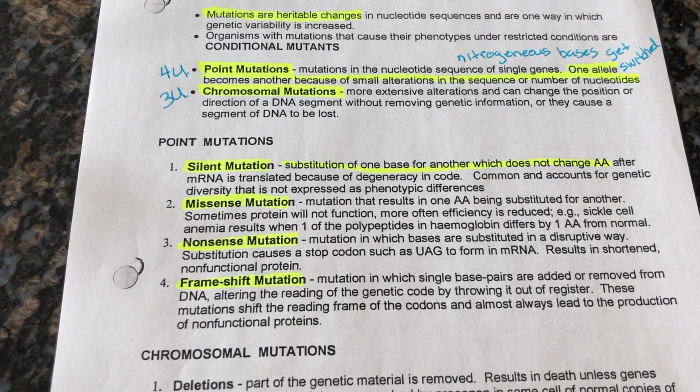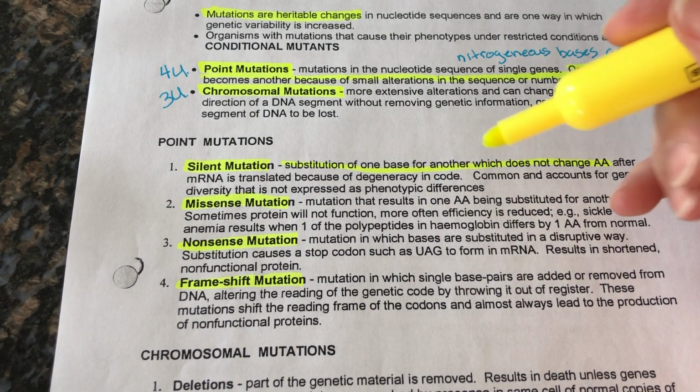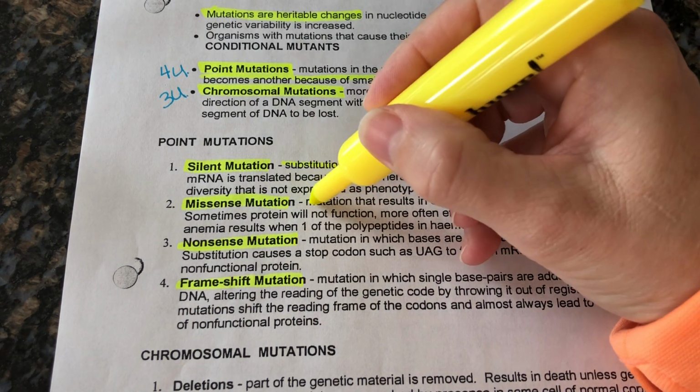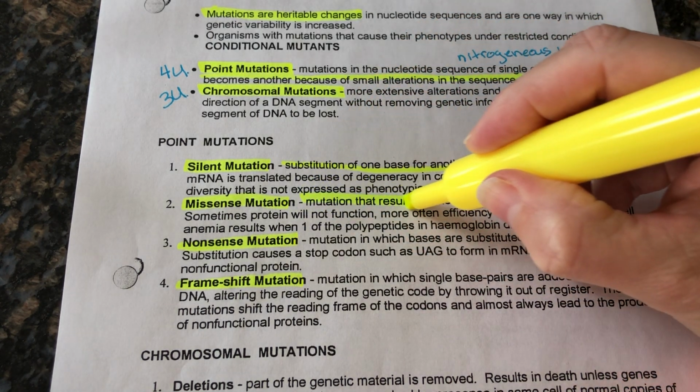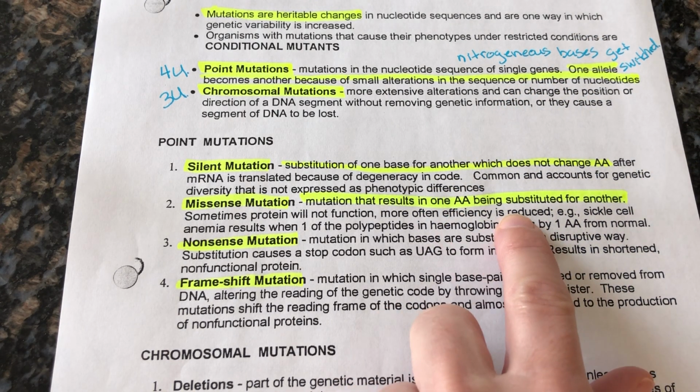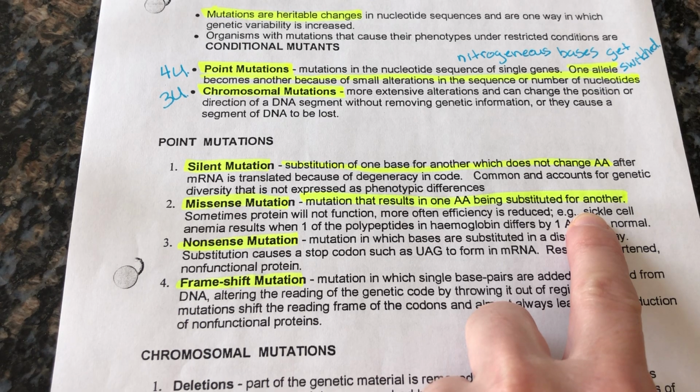Okay, missense. So a missense mutation means we're going to have a problem, right? So we get the mutation in the DNA, and the amino acid is different. So we have one amino acid being substituted for another, okay?